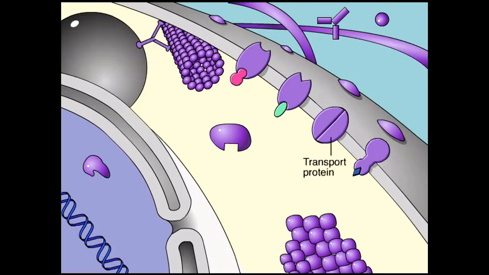Transport proteins that are present within the cell act as barriers, where they allow the movement of particular molecules across them towards the inside of the cell. And in doing so, they are selectively allowing particular molecules to move in and not allowing other molecules to do that.